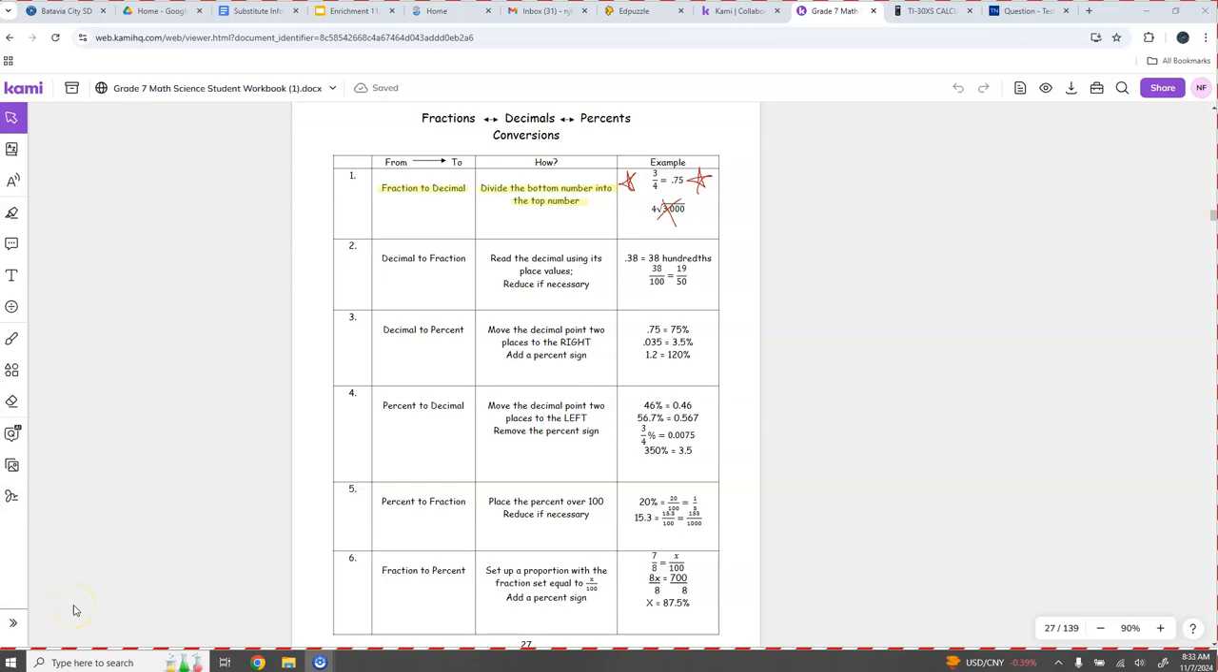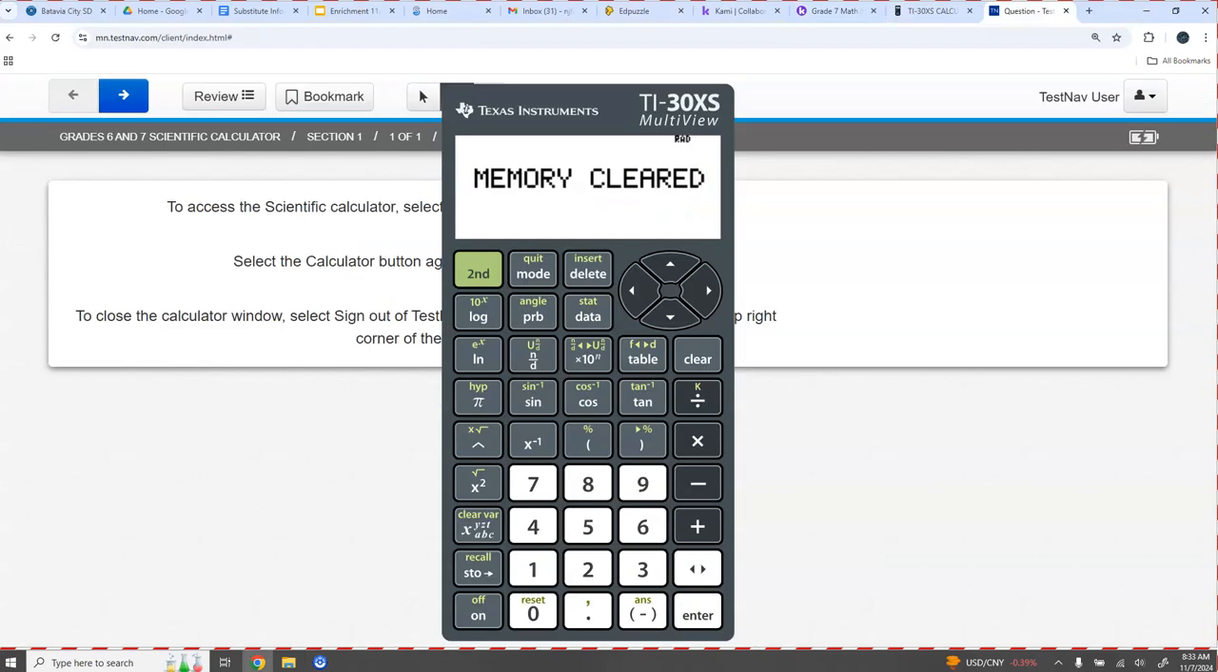So we have conversions, so fractions to decimals to percents conversions. Yesterday we talked about fraction to a decimal, and we talked about our calculator, right? Our calculator is our friend in this, and I'm going to pull up our calculator. So we're going to clear this out.